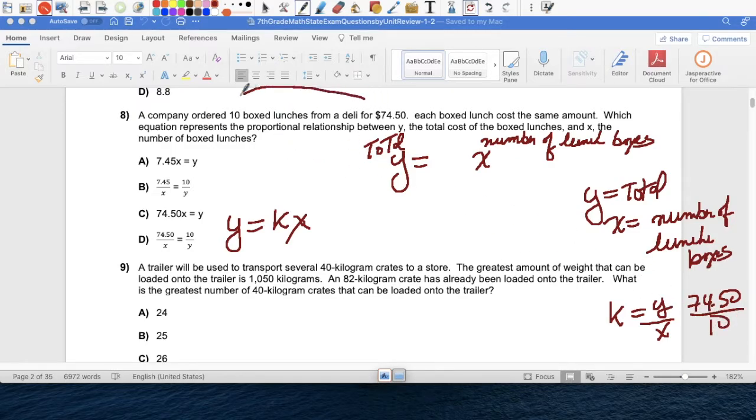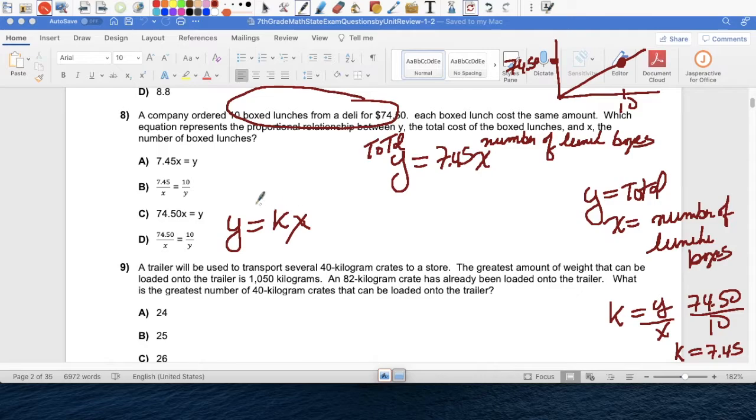Remember, this is a point on our graph, so our graph looks like this. This point, 10 and 74.50, is on the line. So I can use that point to find k because it's proportional, and k equals 7.45. So our equation should be y equals 7.45x, which is right here.